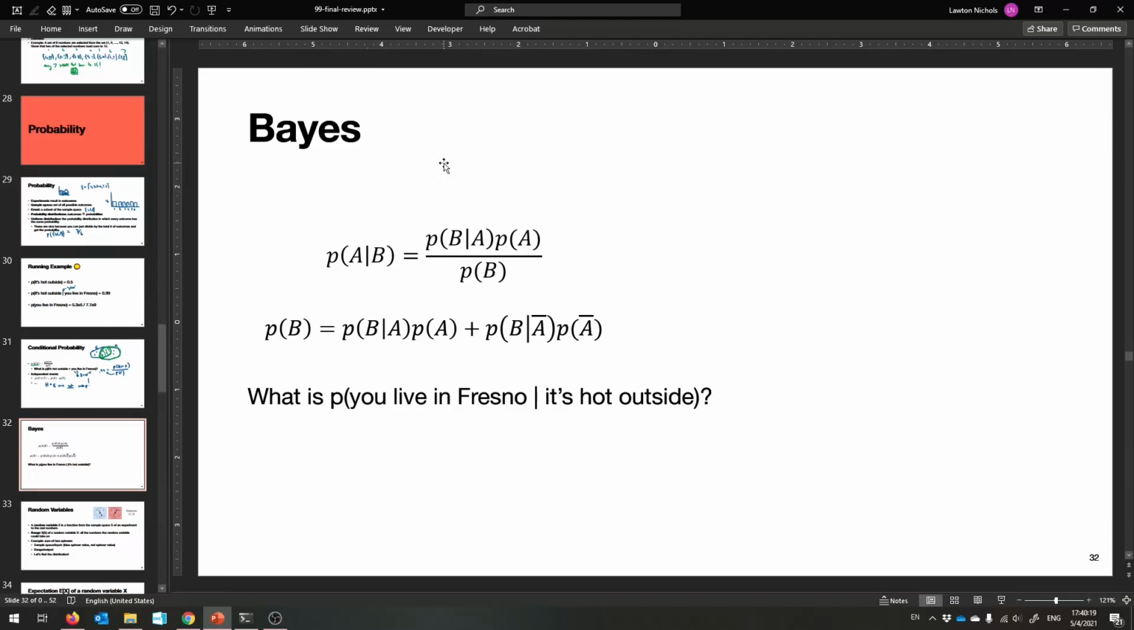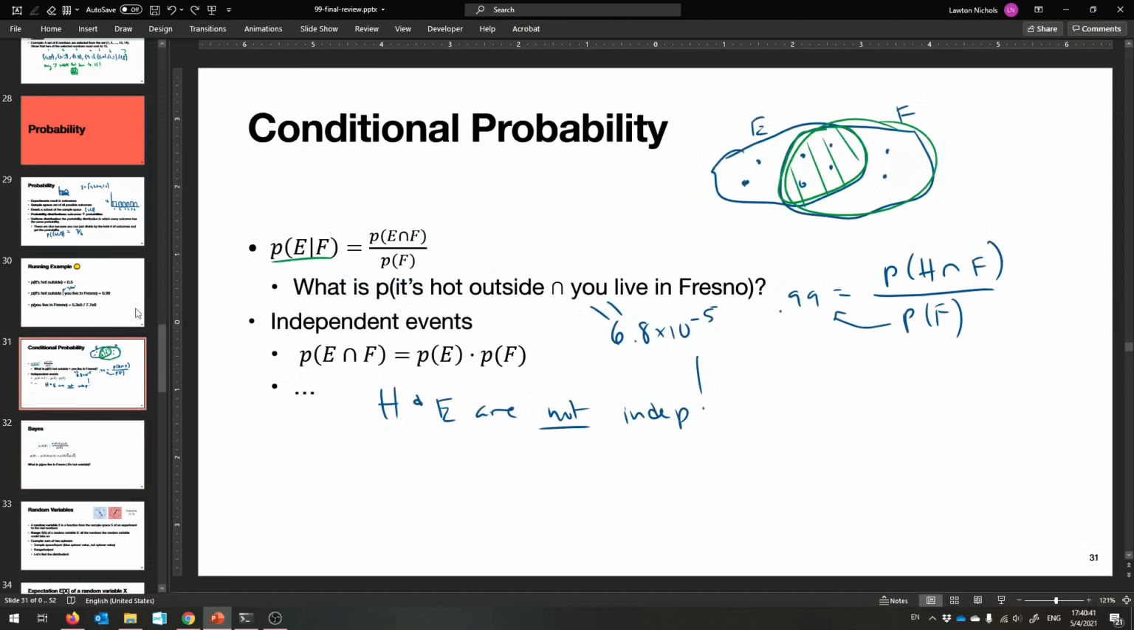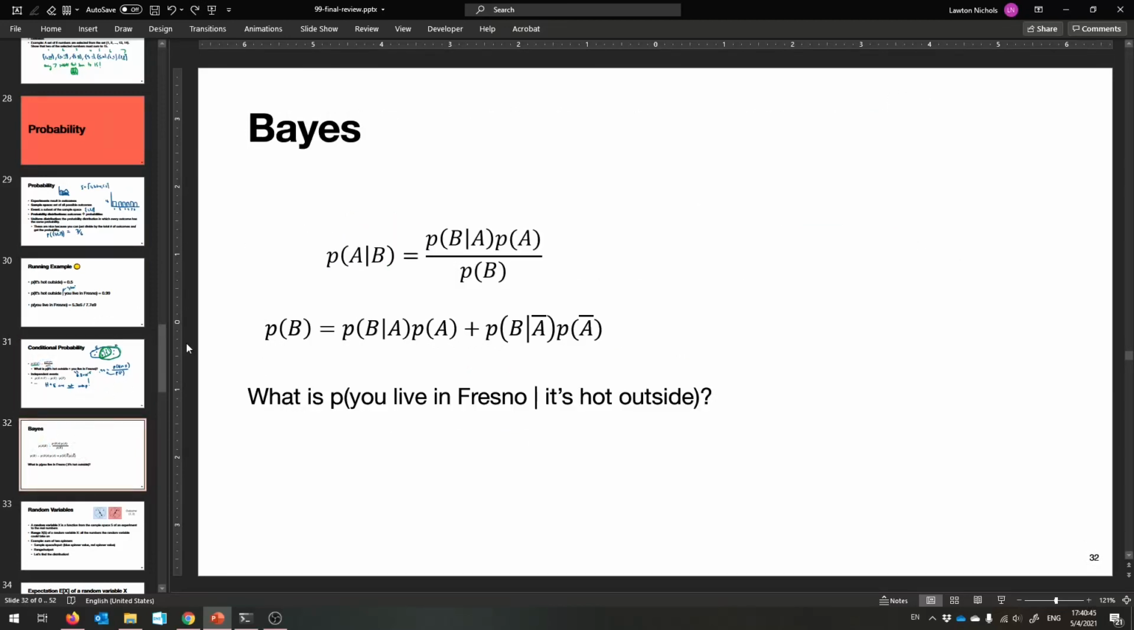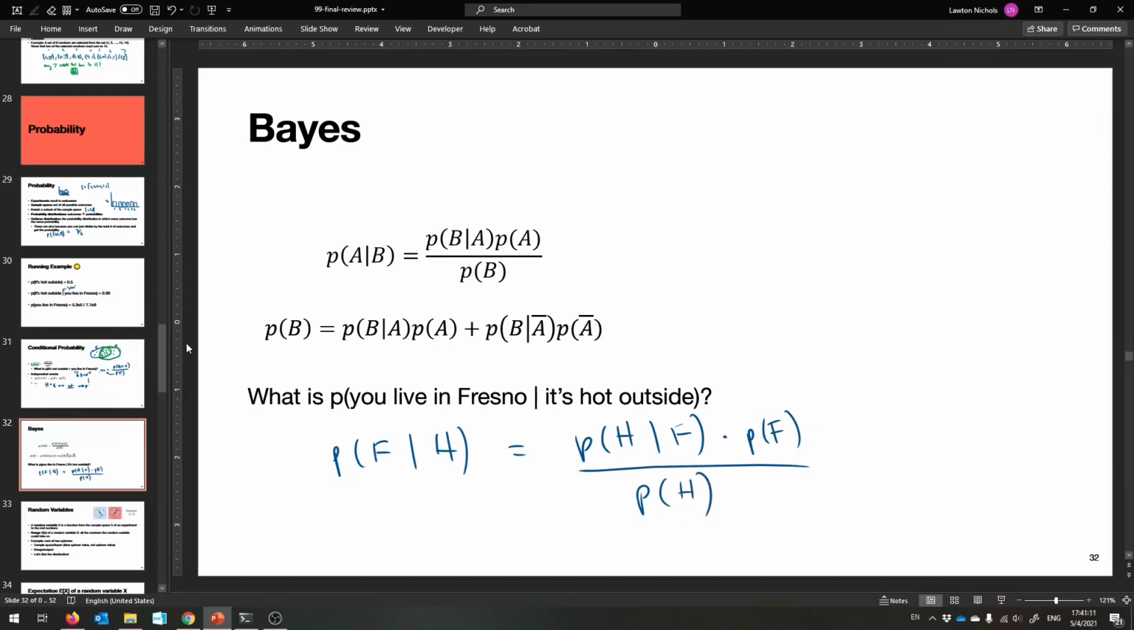And we can use that in Bayes' rule. Bayes' rule tells us that if we know one conditional probability, and we know some others, then we can get the other way around. There's an easy way to prove it: just go back to the definition, write them out, and it should make sense. So, what is P of you live in Fresno given it's hot outside? It's just equal to P of it's hot outside given you live in Fresno, times the probability you live in Fresno, over the probability that it is hot outside. Okay, so let's do this. That is the probability.